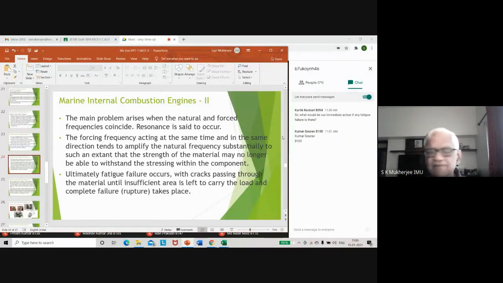Oh, it's already 11:05. The forcing frequency acting at the same time and in the same direction tends to amplify the natural frequency substantially, to such an extent that the strength of the material may no longer be able to withstand the stressing within the component. Ultimately, fatigue failure occurs with cracks passing through the material until insufficient area is left to carry the load and complete failure, which is called rupture, takes place.